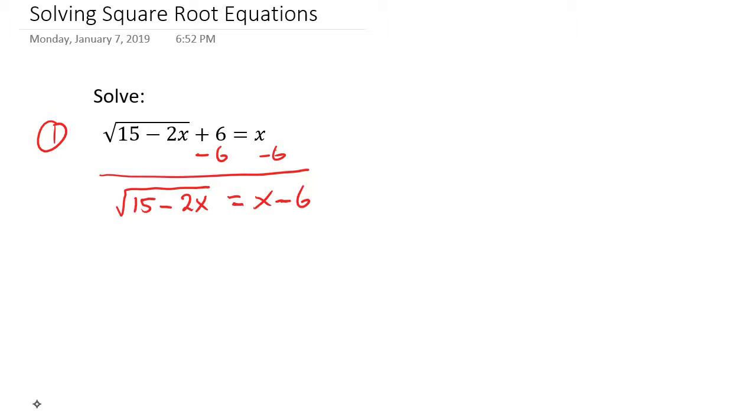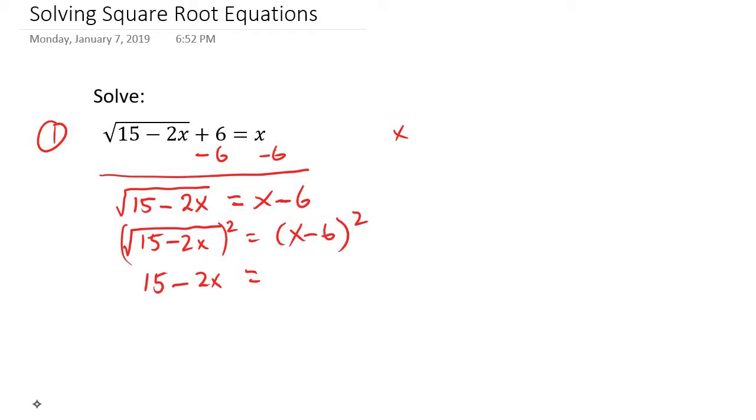The next thing is to get rid of the square root. We don't want the square root, so the inverse of square root is squared. So we're going to square both sides like this, and then we're going to square this one as well. Now notice that this square root and the square will make this radical go away. So we're going to have only 15 minus 2x left on the left side, and on the right side x minus 6 squared. Remember, we're going to do x minus 6 times x minus 6. If you do the multiplication, you will get x squared minus 12x plus 36.